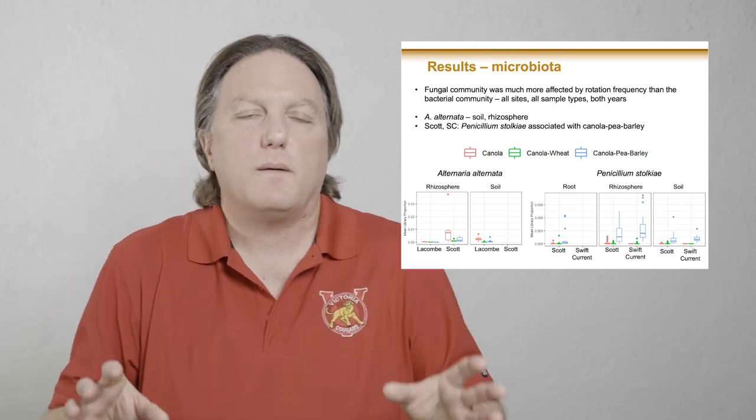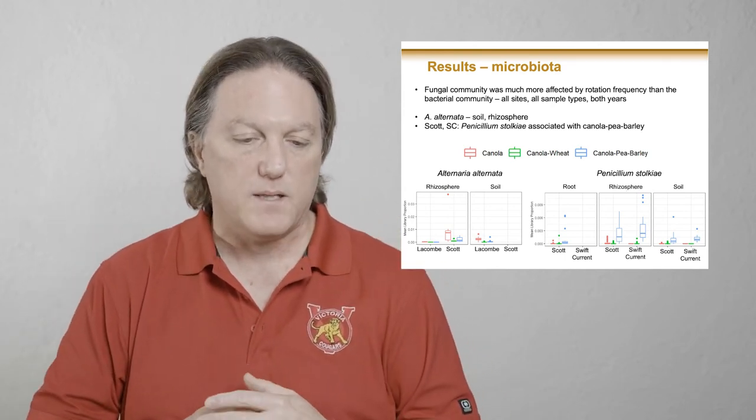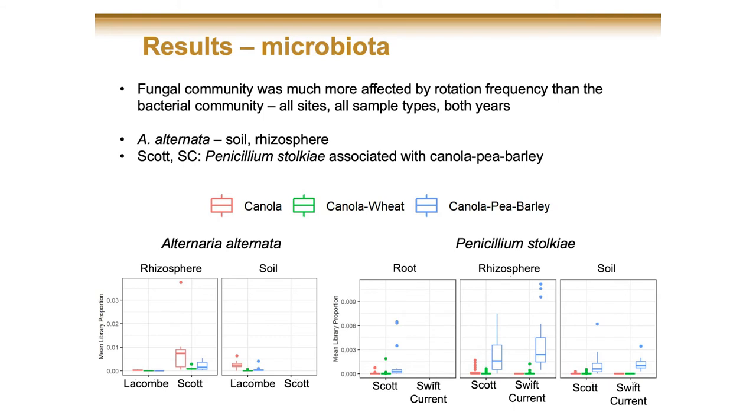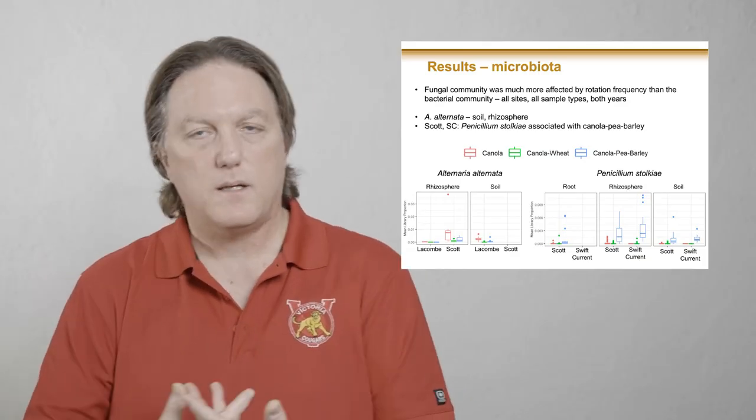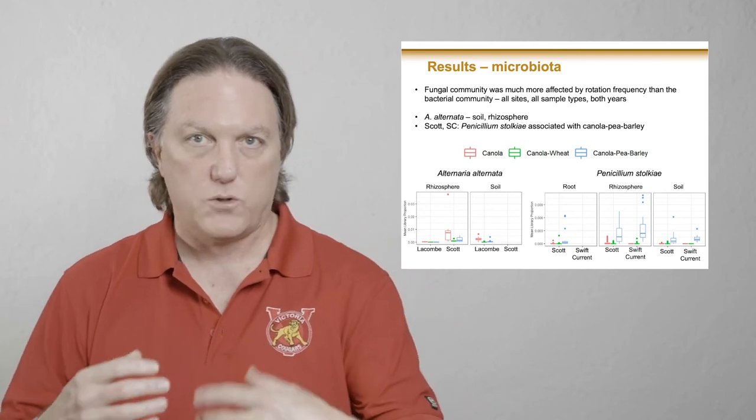And just to give you a brief overview of a couple of examples of this, we look at a fungus identified as Alternaria alternata, associated with soil and rhizosphere. This is an organism that's been associated with plant disease in terms of leaf spot diseases, also with commodity spoilage, post-harvest, and so forth. And we can see a significant increase, particularly in the rhizosphere here at Scott, under the conditions of continuous canola compared to the rotational conditions.